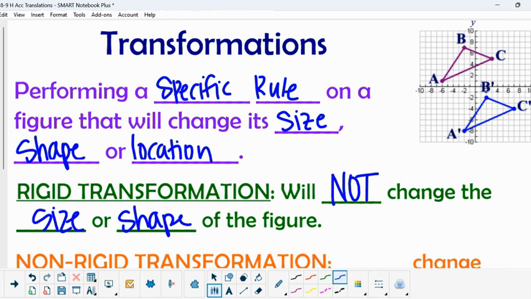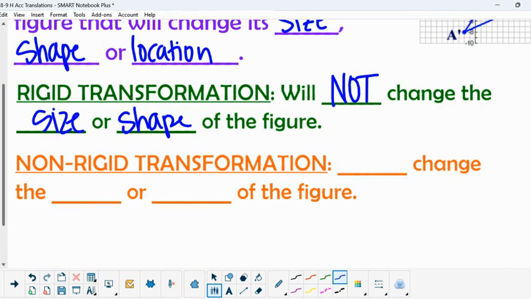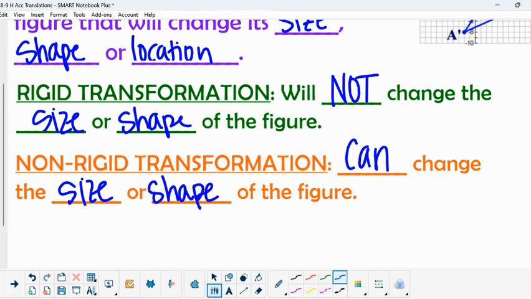So then non-rigid can change the size or shape of your figure. If it's non-rigid, it might change one part, its size, or it might do both, change the size and shape. We only have one transformation this year that's non-rigid. The rest will be rigid. It will just move its location. It won't change its shape or size.